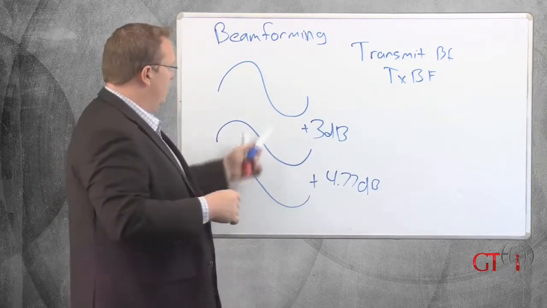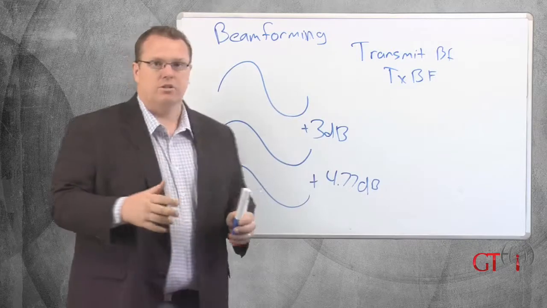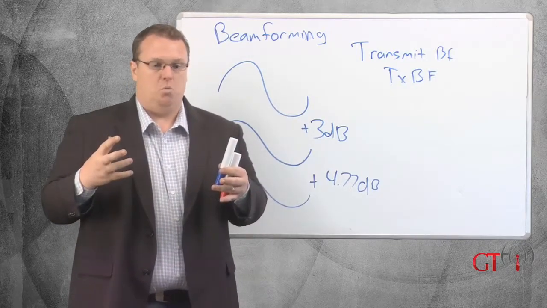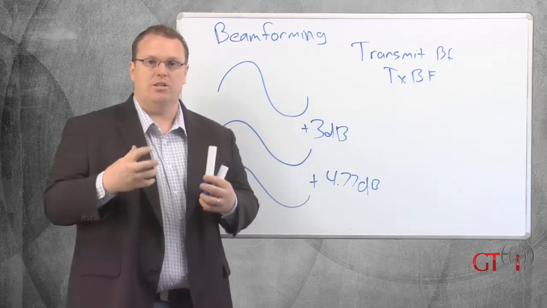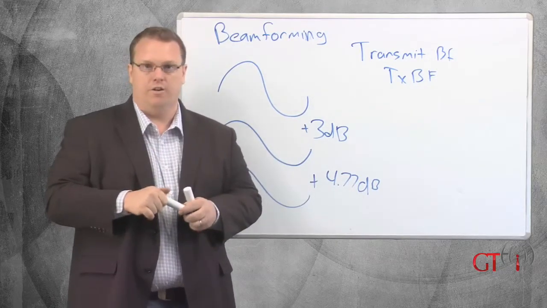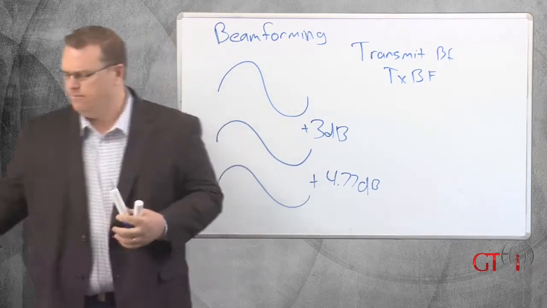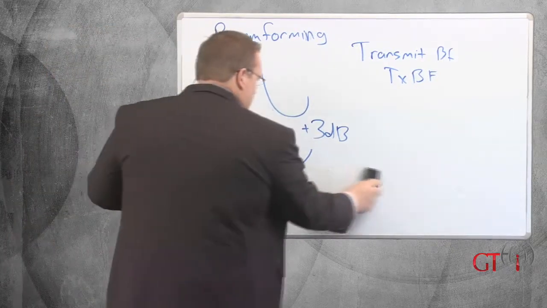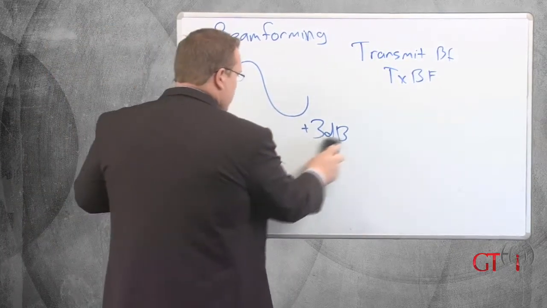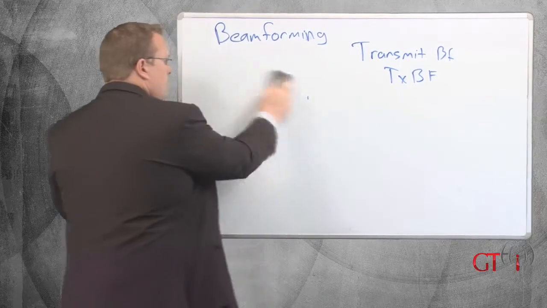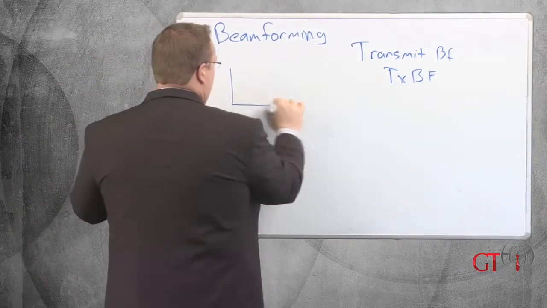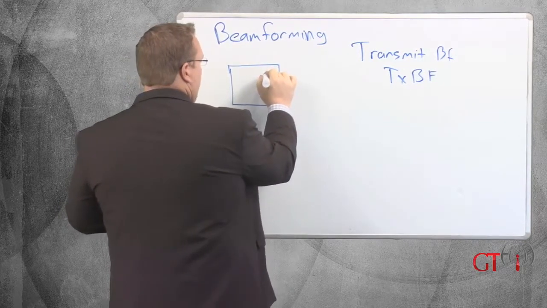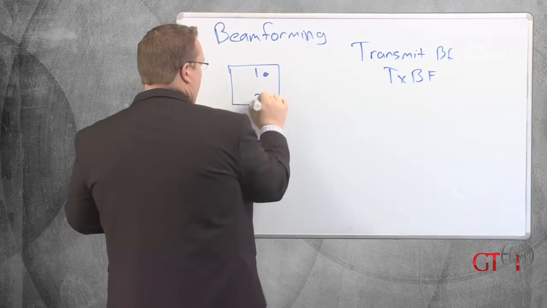So transmit beamforming is the ability to have multiple signals work together to increase the resulting signal. This is also known as constructive interference. Well, how would that work? Let's look at a very simple access point. Let's just say we're looking top down on an access point. This access point has 2 antennas. We'll call it antenna 1 and antenna 2.